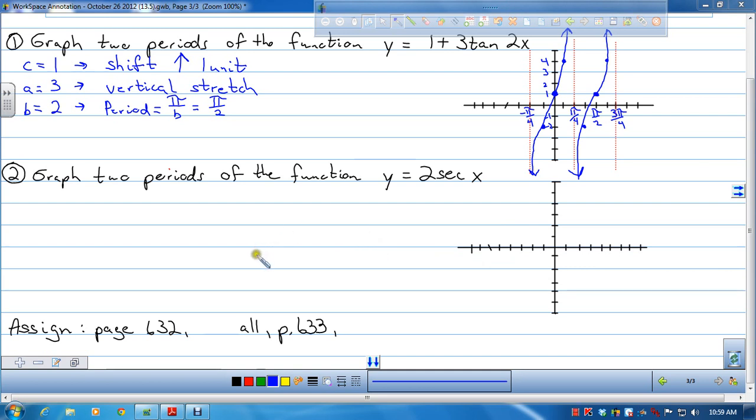Okay. Now I want to graph 2 periods for the function y equals 2 times secant x. First things to identify: c value. I'm not adding or subtracting anything to it, right? So c is 0. I have not shifted. Okay, so there is no vertical shift. Okay, A is 2, so that is a vertical stretch.